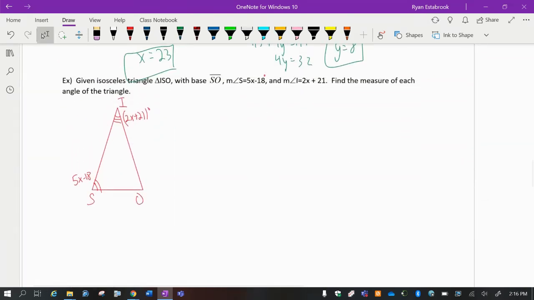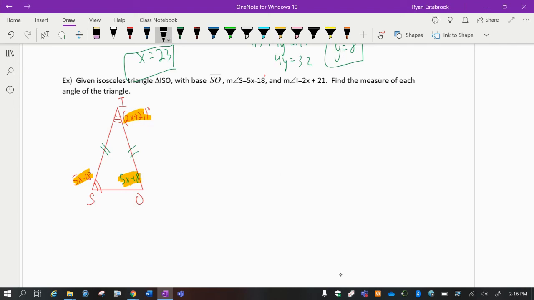Next problem. So given this isosceles triangle with base SO, the measure of angle S is given, the measure of angle I is given, find the measure of each angle of the triangle. Okay, so when it says SO is the base, it means IS and IO are the legs, the congruent ones. And because those two legs are congruent to each other, that means the base angles are congruent. So this is going to be 5x minus 18. Now, if you add up all three angles of the triangle, they should add up to 180.